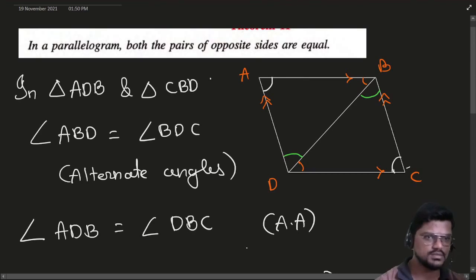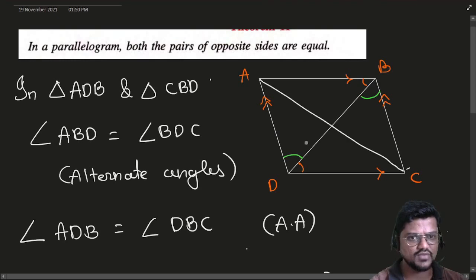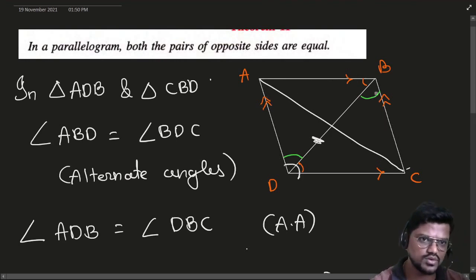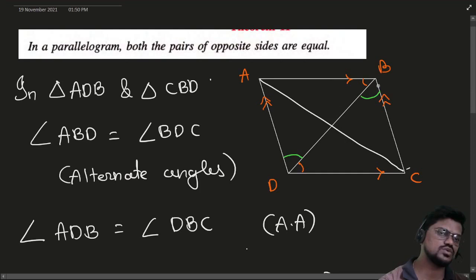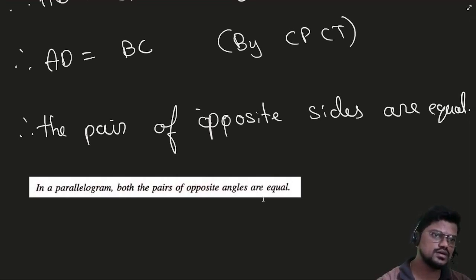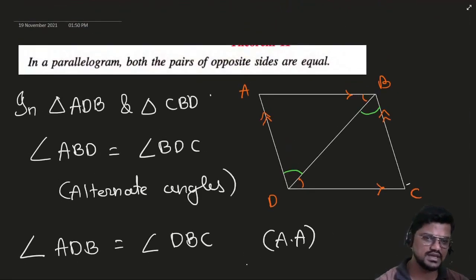And similarly, if I take the other diagonal and take another triangle like this, in this triangle and this triangle can be proved congruent, and then I can say that this angle is equal to this angle. Therefore, the two pairs of opposite angles are equal in a parallelogram. Did you understand, or you want me to prove it? If you want me to prove it, then tell, I will prove it. It's the same way, nothing else.